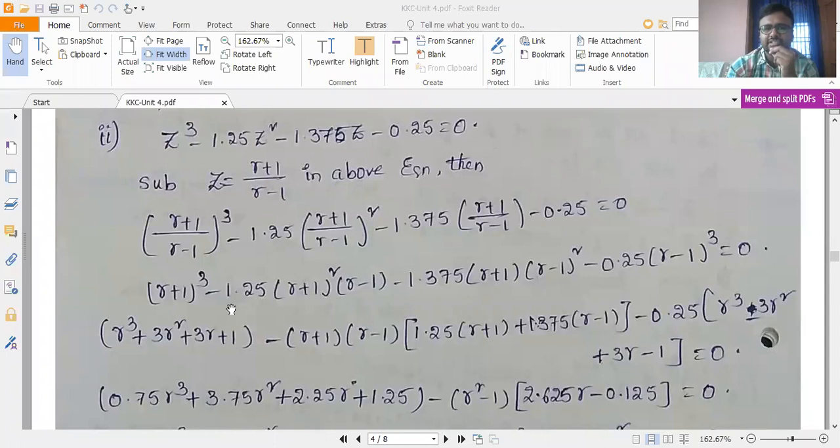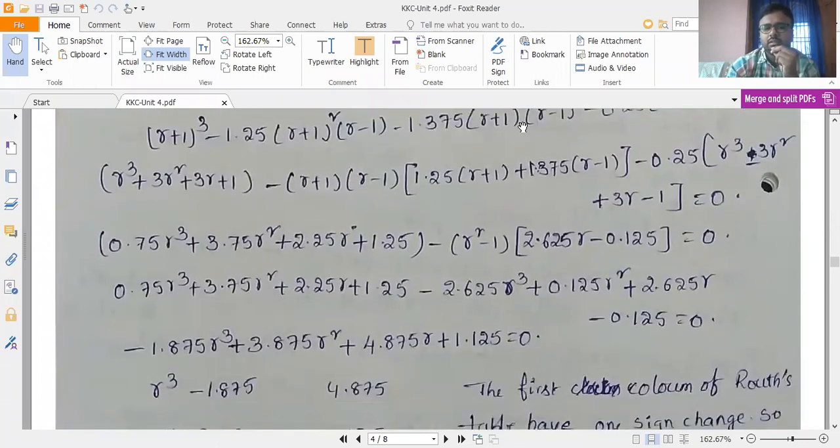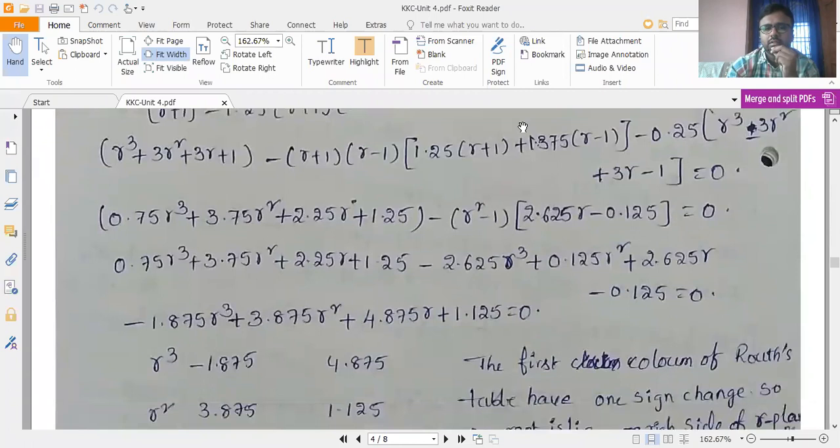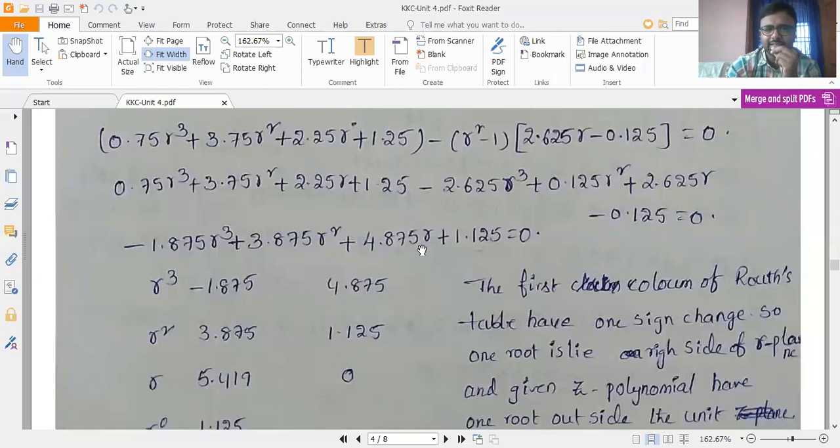Upon certain calculations, you are going to get the characteristic equation as minus 1.875 r cube plus 3.875 r square plus 4.875 r plus 1.125. So this is the characteristic equation we have.